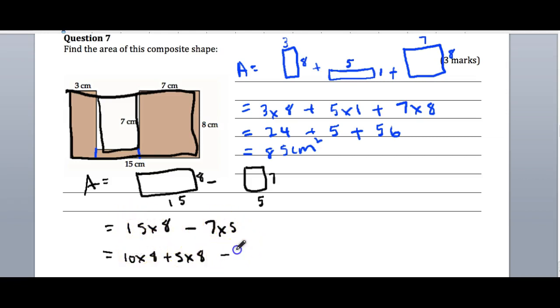And then 7 times 5 is 35. Okay, so 10 times 8 is 80, plus 5 times 8 is 40, minus 35. And that gives us 85 centimeters squared. Okay, so you can do it either way. Choose which one suits you.